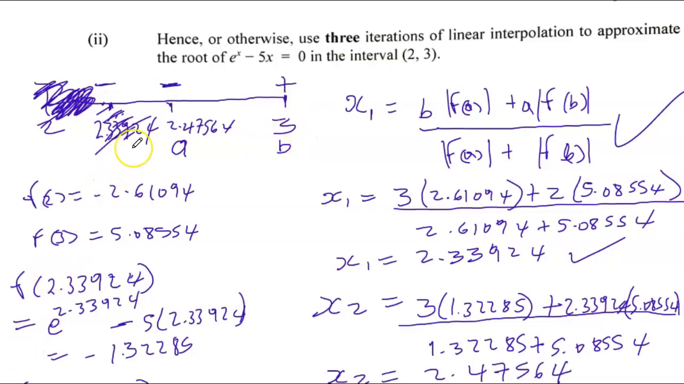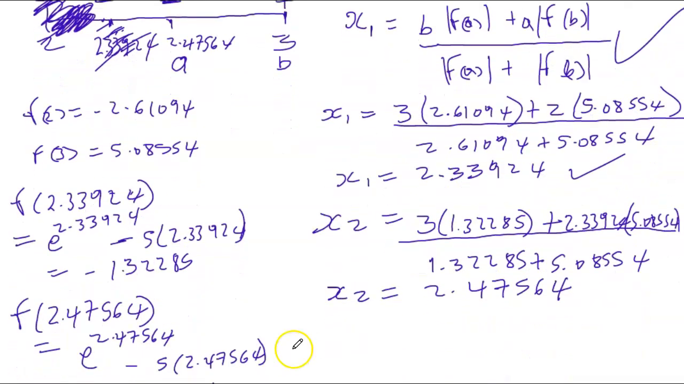So notice for this example, every new iteration, the value of a changes, that's the lower limit, and the upper limit b remains the same. Alright, so we go again, this time using a to be 2.47564 and b to be positive 3. F of these values give us different signs, so we use them as our two limits. Alright, so we're going to the third and final iteration, this time x3. And we're using the exact same formula.